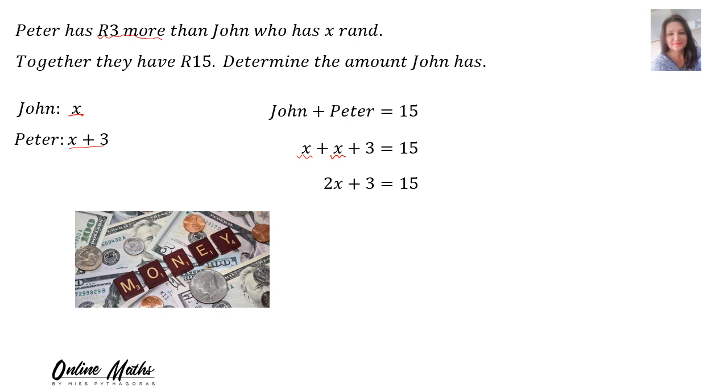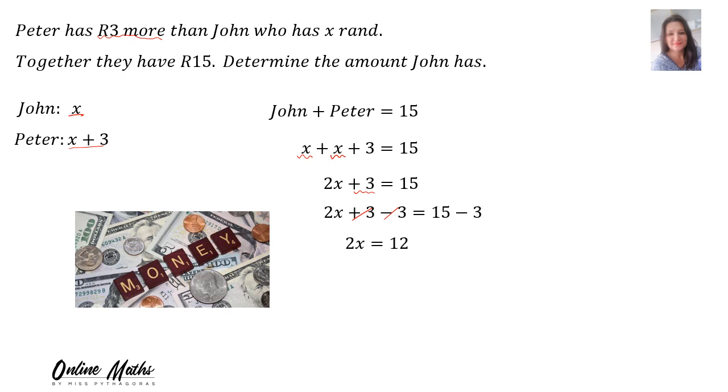We will get rid of plus 3 by taking the additive inverse, which is negative 3, and we will subtract both sides by negative 3. So on the left, plus 3 minus 3 will cancel, and on the right 15 minus 3 is 12.